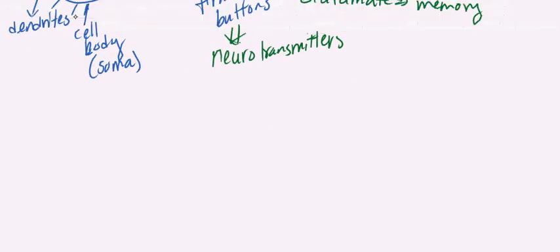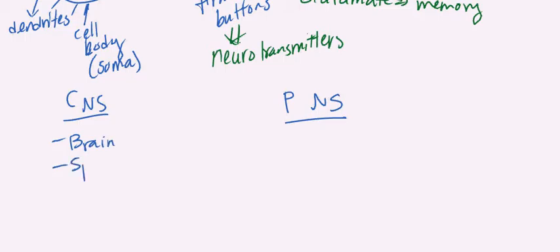Now, let's look at how the nervous system is organized. There's two categories. There's the central nervous system and the peripheral nervous system. I labeled the central nervous system CNS and the peripheral nervous system PNS. Okay, so the central nervous system consists of the brain and the spinal cord.